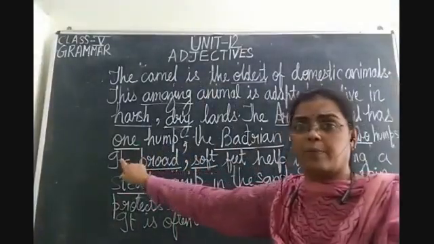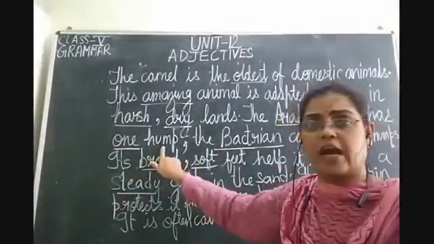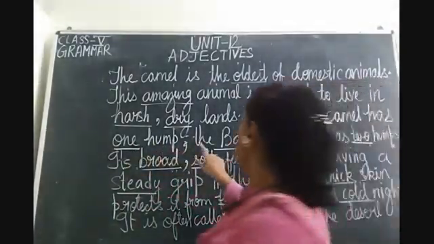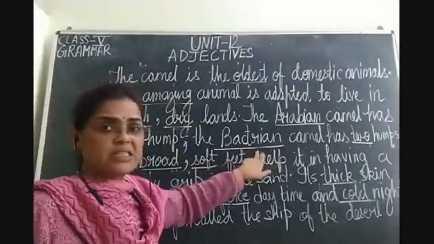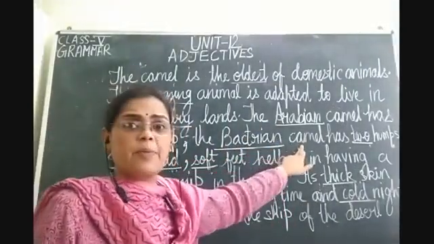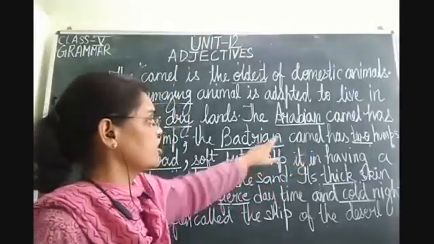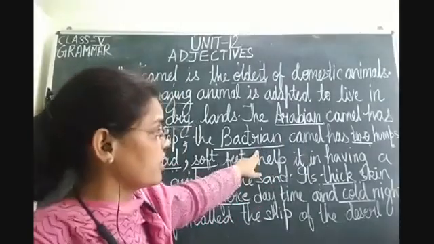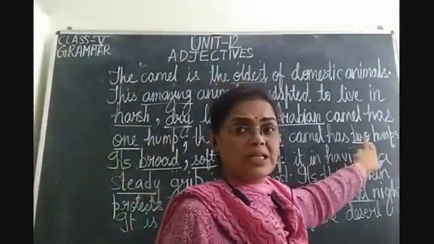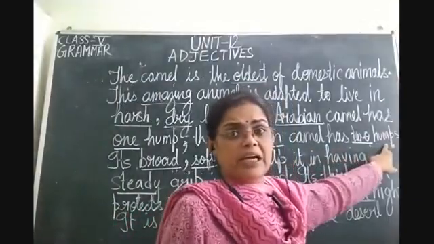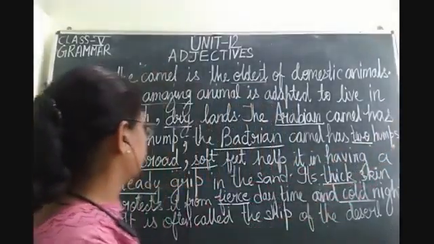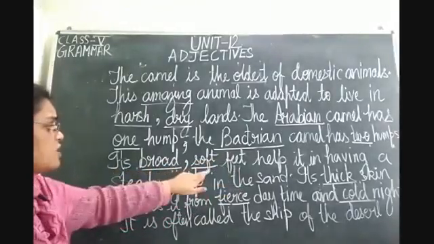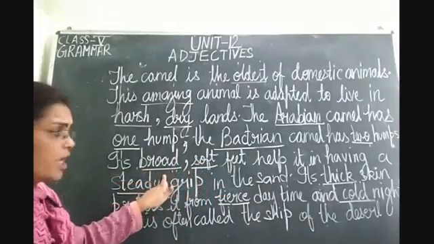Has one hump. The number one describes the hump. The Arabian camel has one hump. The Bactrian camel. Bactrian is the adjective, and it describes the noun camel. The Bactrian camel has two humps. Two is the adjective and humps is the noun. It is describing the humps. Then its broad soft feet. Feet is the noun and the words which are describing the feet are broad and soft.